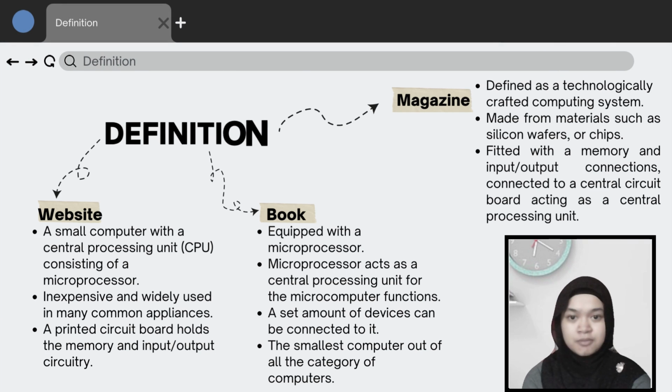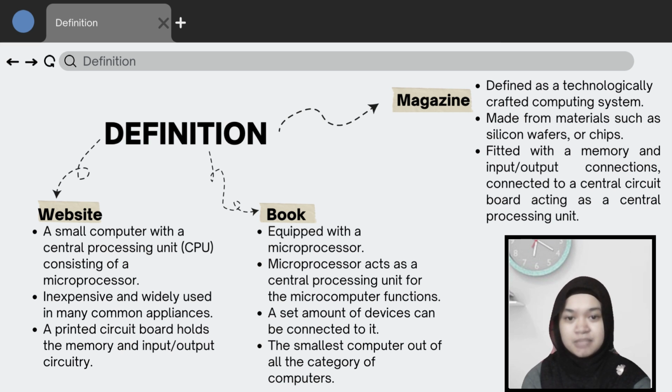So, for the definition of microcomputers, by definition of website, a microcomputer is a small computer that has a central processing unit, the CPU, which consists of a microprocessor. It is inexpensive and widely used in many different common appliances. A printed circuit board is included, which holds the memory and input-output circuitry.